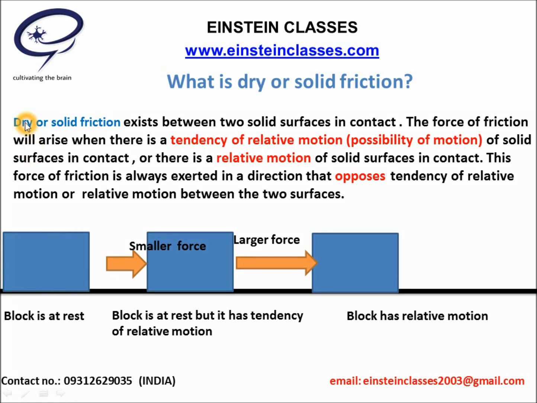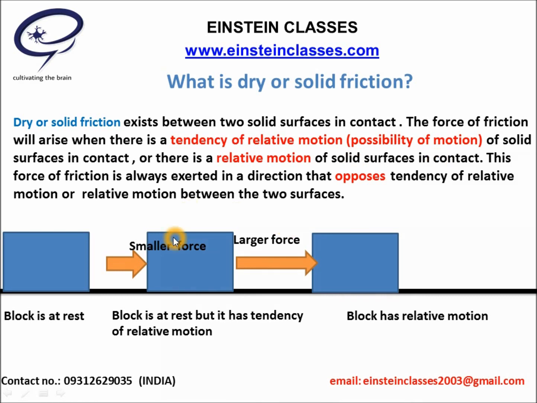Now we are going to define dry friction or solid friction. Dry friction or solid friction exists between two solid surfaces in contact. Force of friction will arise when there is a tendency of motion or possibility of motion of solid surfaces in contact, or there is a relative motion of solid surfaces in contact.